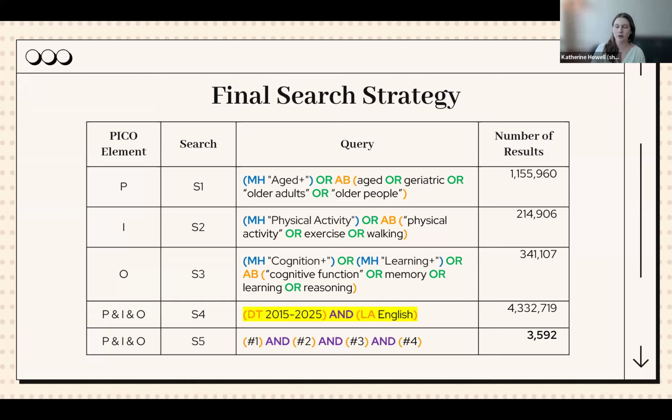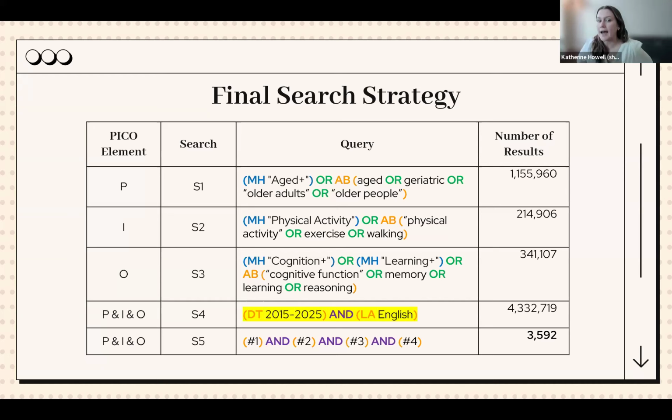For some of the limiters, I will note that it's better to click those check boxes or select those things for things like age group, because they're already predetermined for you. But for things like language or date, those are pretty easy to add in using field tags.